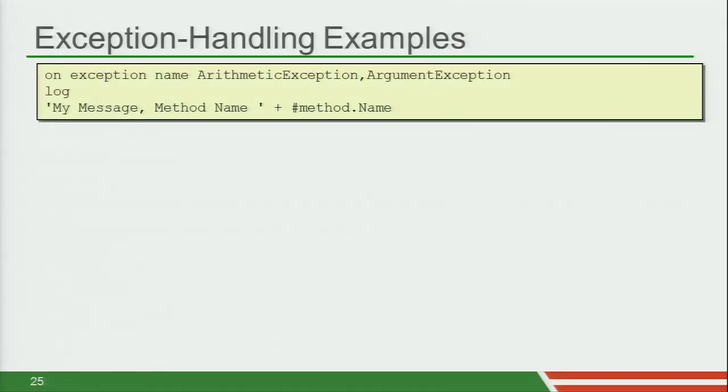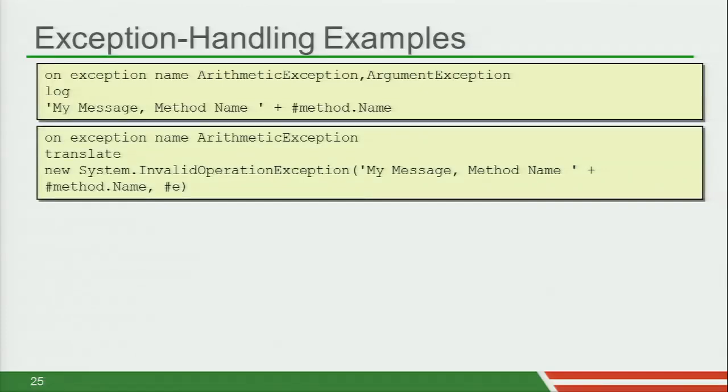Here's a very simple example, and you'll probably recognize the syntax as being Spring expression language. When we get an arithmetic exception or an argument exception, go ahead and log it. And what we'd like to log is the method name in this case, right? And you're seeing variable substitution in the Spring expression language statement.